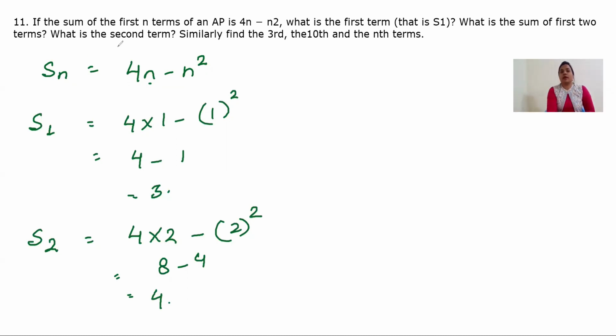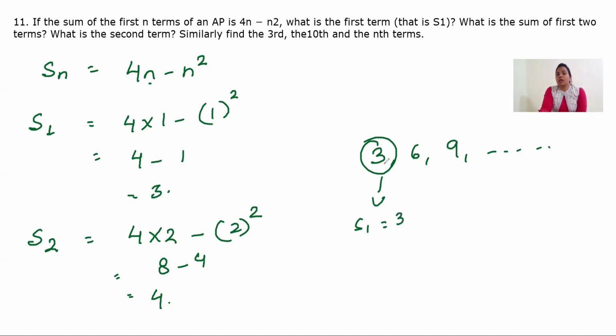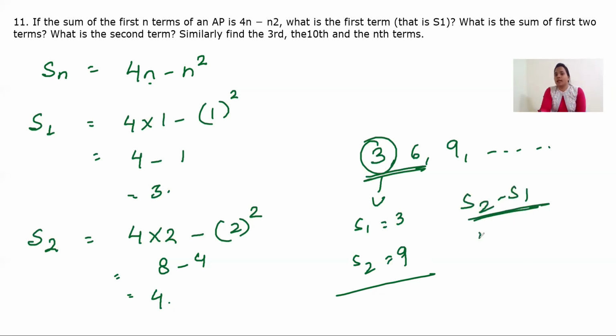Now they're asking us to find what is the second term. Now can you tell me what is the second term? How can you find that? Suppose any AP is there, 3, 6, 9, something. So first term is 3. So sum of first term will be 3. Sum of two terms is 6 plus 3, that is 9. So now from the sum of one term and the sum of two terms, I need to find the second term. If I do S2 minus S1, what will I get? 9 minus 3 and that will be 6.